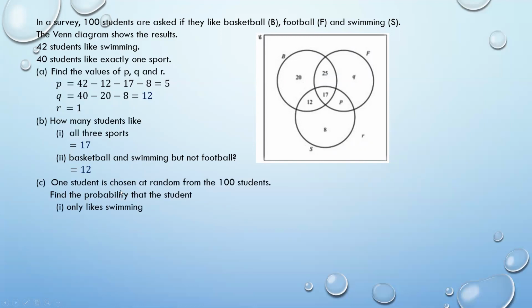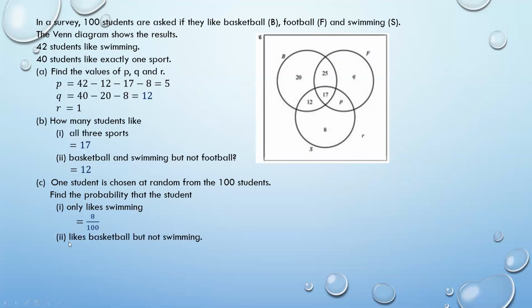And one student is chosen at random from these 100 students. Find the probability that they only like swimming. The question only asks for swimming. Only like swimming means they don't like football and they don't like basketball. So you can only choose from here, 8 out of 100. Okay, it's asking out of the total students.